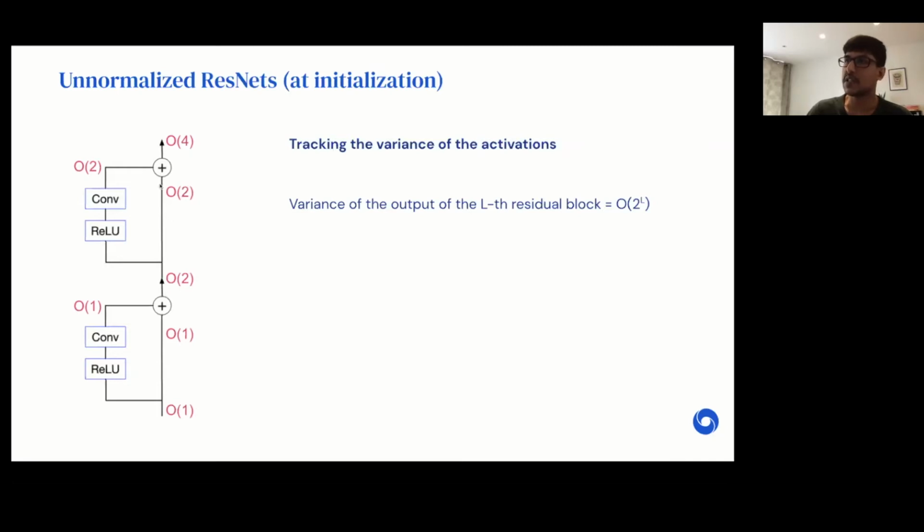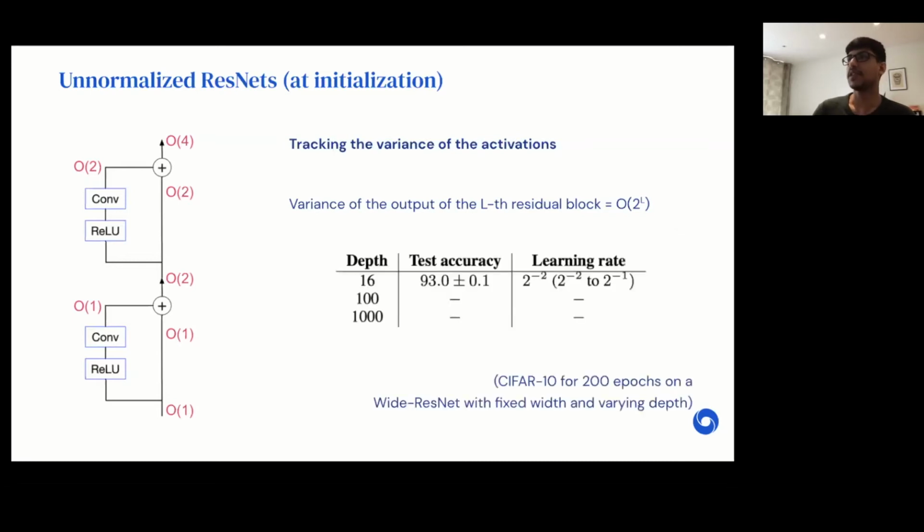Because it keeps summing up at the end of each residual block, this becomes order four at the next residual block and so on. So the variance of the output of the Lth residual block would be order 2^L. As you might expect, this kind of exploding signal makes it extremely hard to actually train these unnormalized ResNets. Here we do a simple depth experiment on a wide ResNet on CIFAR 10 trained for 200 epochs.